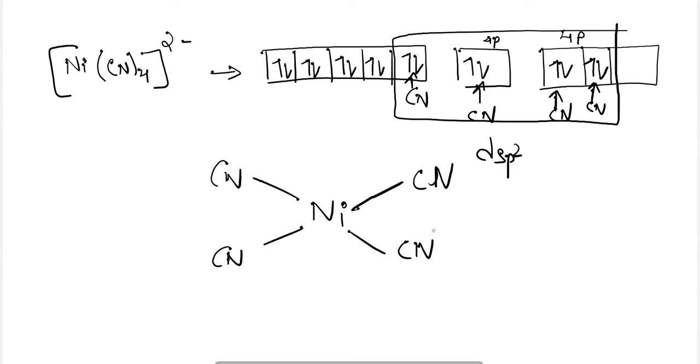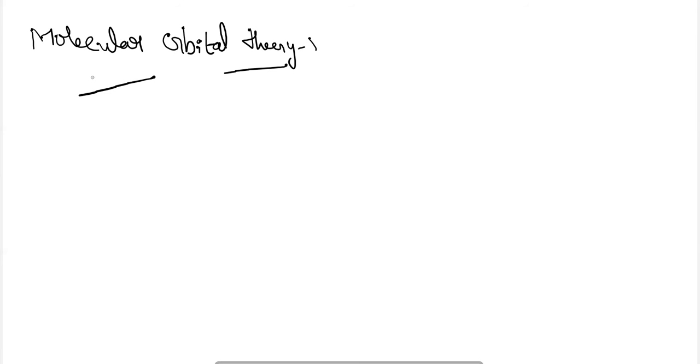Now let's move to the next topic, that is the molecular orbital theory, which is also a part of the VBT only. Valence bond theory's part it is only. So let's discuss the molecular orbital theory. It was developed by Hund and Mulliken around 1932.